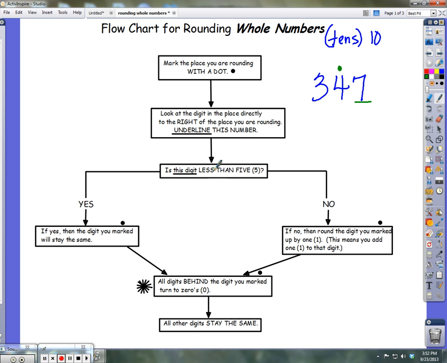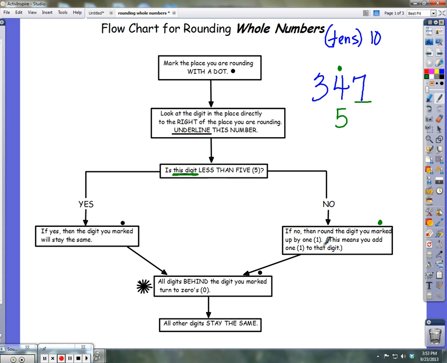Now the next step is actually a question. Is the underlined digit less than 5? Well, since the digit is a 7, it is not less than 5. The answer is no. So we're going to go to the no arrow of the flow chart. If no, then round the digit you marked with the dot up by 1. This means you add 1 to that digit. So the digit I marked with the dot is a 4. So that would mean the 4 now becomes a 5.